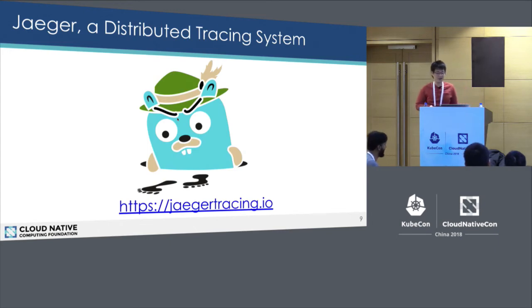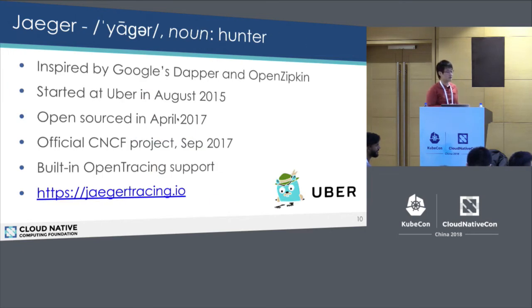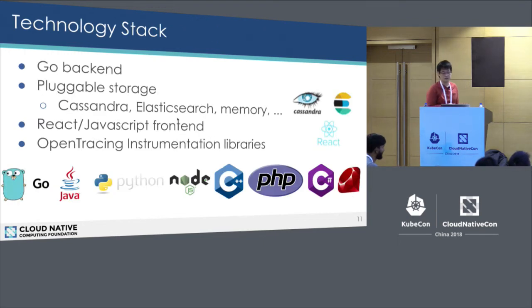Thanks, Prithvi, for the demo. So as you can probably tell by now, Jaeger is an open source, OpenTracing compatible distributed tracing system. Jaeger was inspired by Google's Dapper and OpenZipkin, and was started at Uber in August 2015. We open sourced the project in April 2017, and it was accepted as an official CNCF member project in September 2017. So let's just take a brief look at the tech stack.